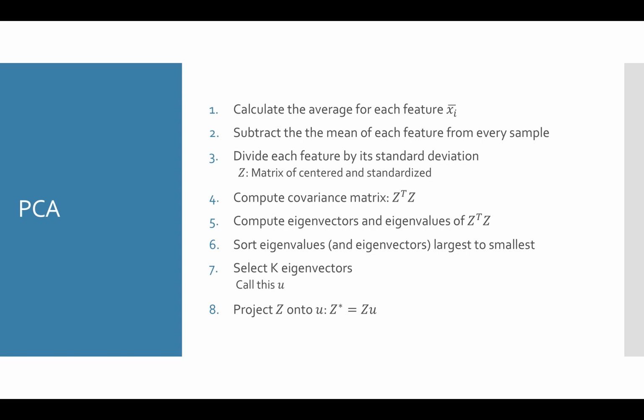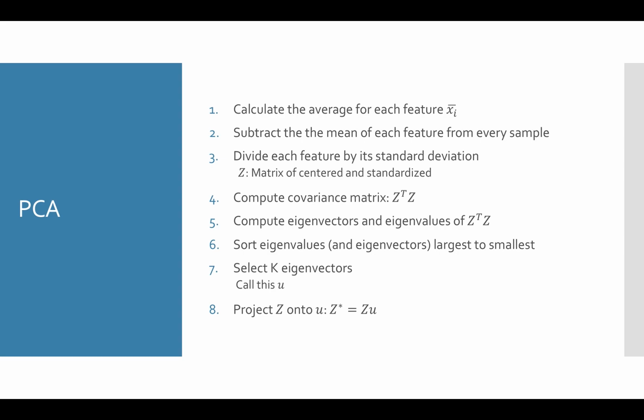We're going to calculate the average for each feature. We're going to subtract the mean of each feature from every sample. We're going to divide each feature by its standard deviation, and then we're going to use all of this centered and standardized data to create a matrix Z. We're going to compute the covariance matrix. We're going to compute eigenvectors and eigenvalues of the covariance matrix. We're going to sort the eigenvalues and the corresponding eigenvectors, largest to smallest.